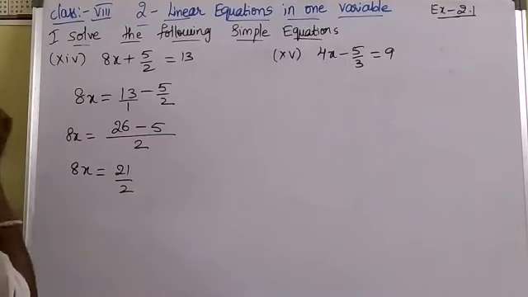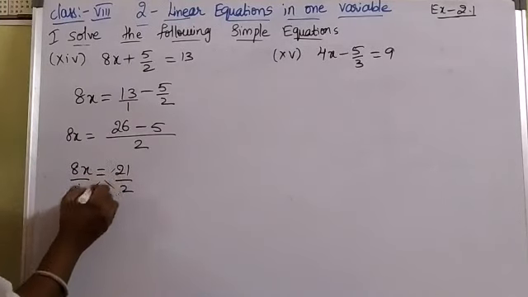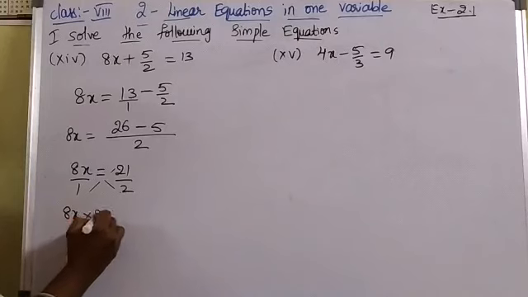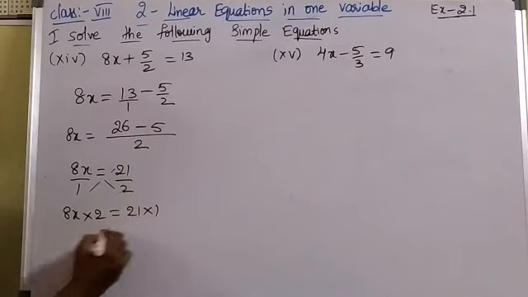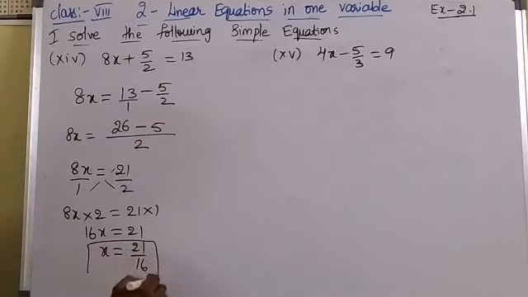21/2. Now, just now I told you, you can keep /1 here, children. Then do cross multiplication. So 8x into 2 equal to 21 into 1. 8x into 2 is 16x, which is equal to 21. Then what is x? 21/16 is the answer. Any cancellation possible here? No. So x is nothing but 21/16.